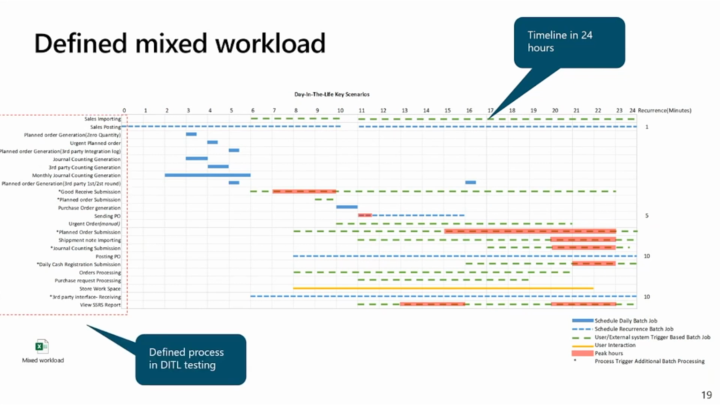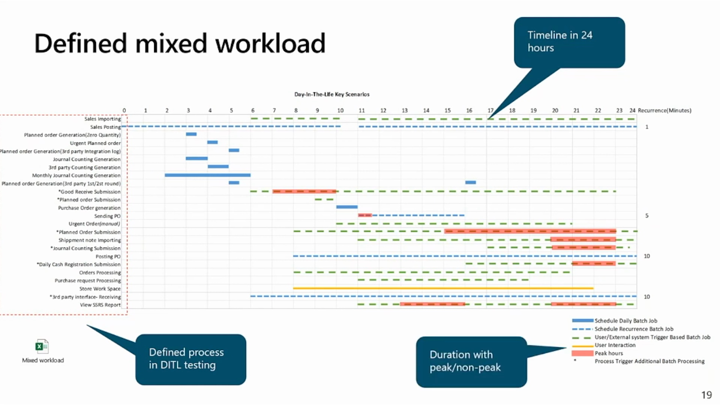And then on the left-hand side, I have defined the processes. There are sales imports during the night, and there is journal counting happening at midnight. And then you can see most of the scenarios happen in the daytime, during office hours in the business operation. So I have listed out all the scenarios and processes on the left-hand side.